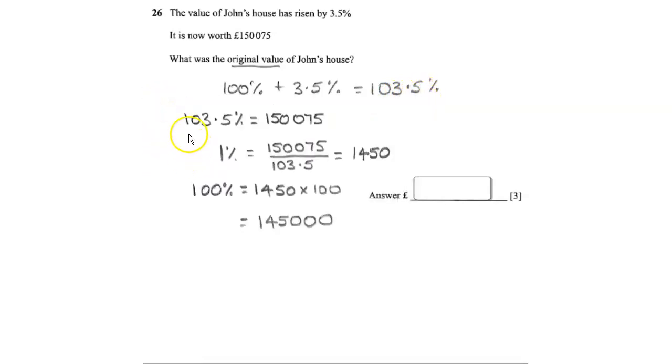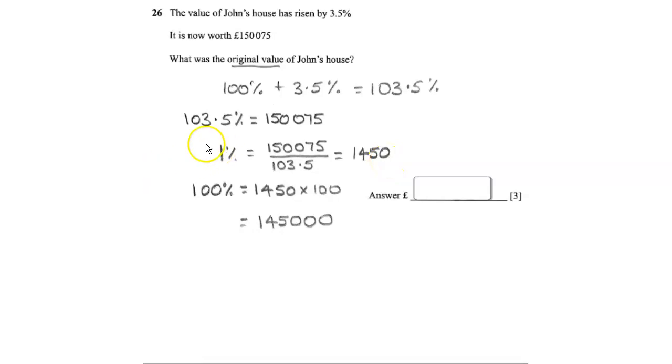Next step is we equal it to the actual where it's now worth. This is because the value of John's house has risen by 3.5%. So now it's become 103.5% and it's equal to 150,075. Now to work this out, we can put it down to 1%. So we have to divide each side by 103.5. You can see there 150,075 divided by 103.5 and we have 1,450.